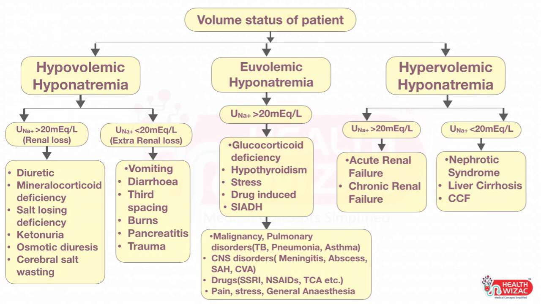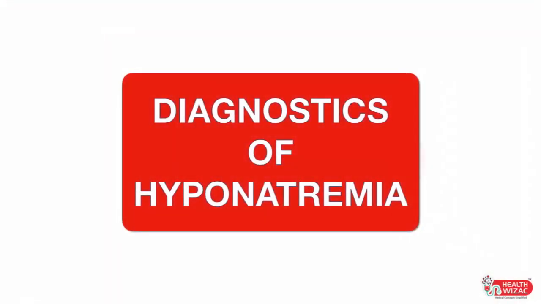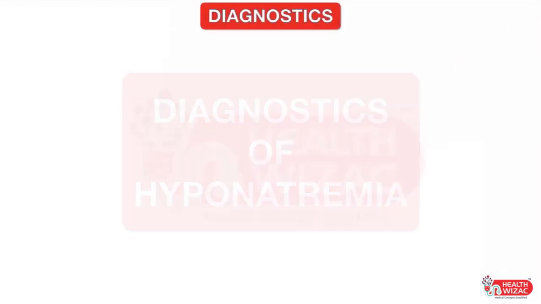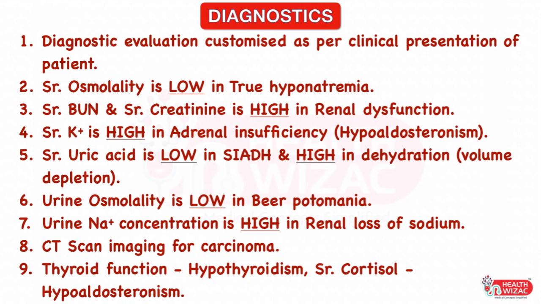After understanding the causes of hyponatremia, let's see the investigations that can help us to diagnose hyponatremia. Since there are a lot of causes of hyponatremia, diagnostic evaluation should be customized as per the clinical presentation of the patient. Some of the investigations that may prove helpful in diagnosing hyponatremia are as follows. First, the serum osmolality level. Serum osmolality level is usually low in patients with true hyponatremia, and thus it is used to differentiate true hyponatremia from pseudo and factitious hyponatremia.